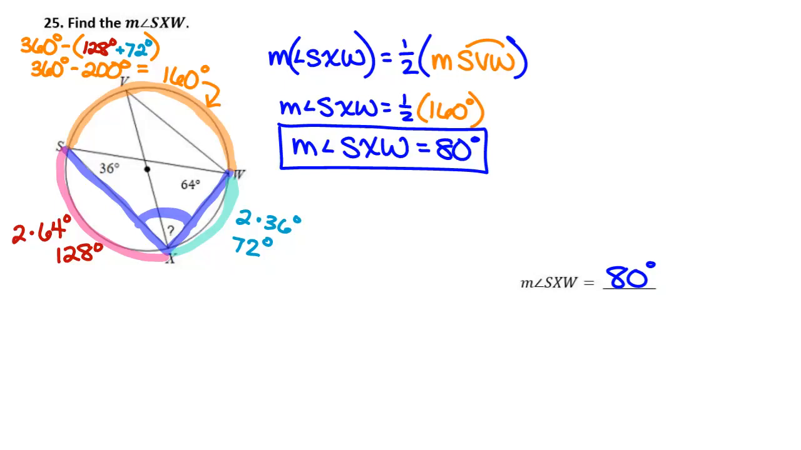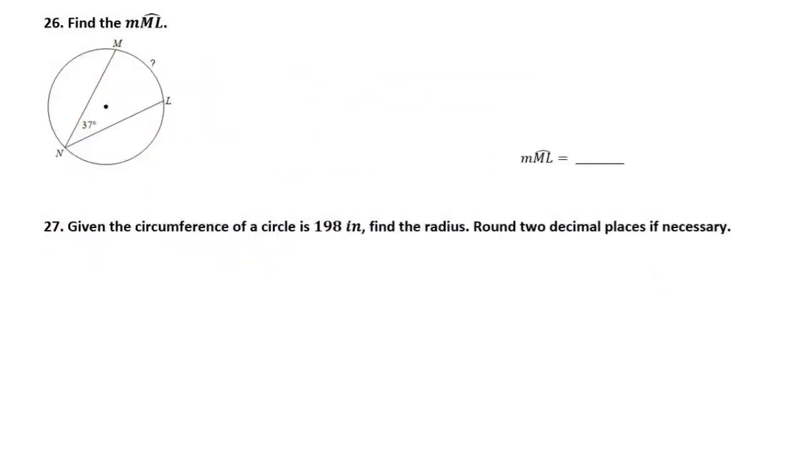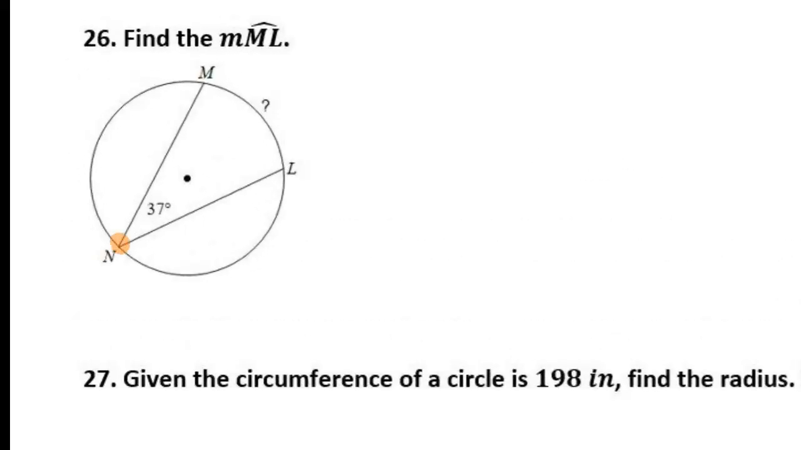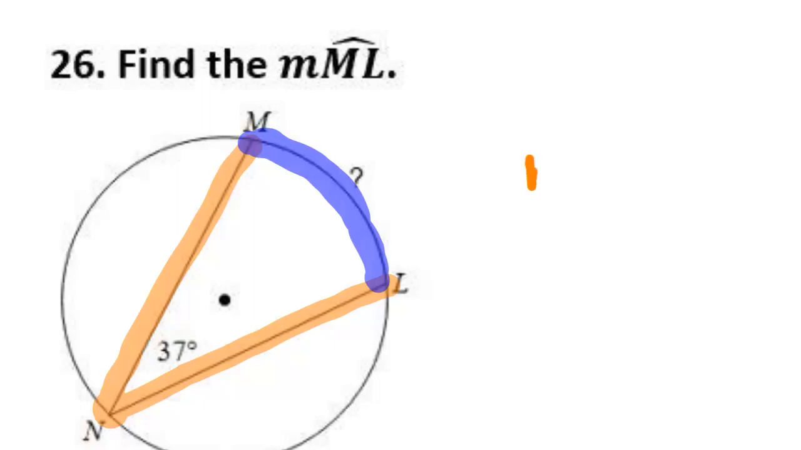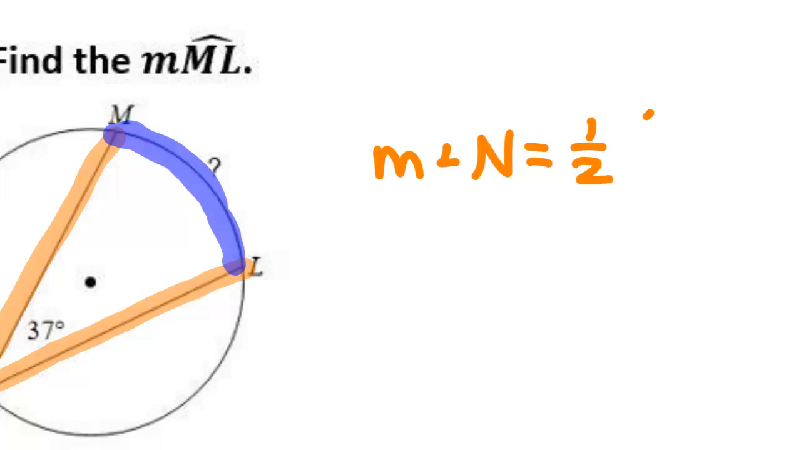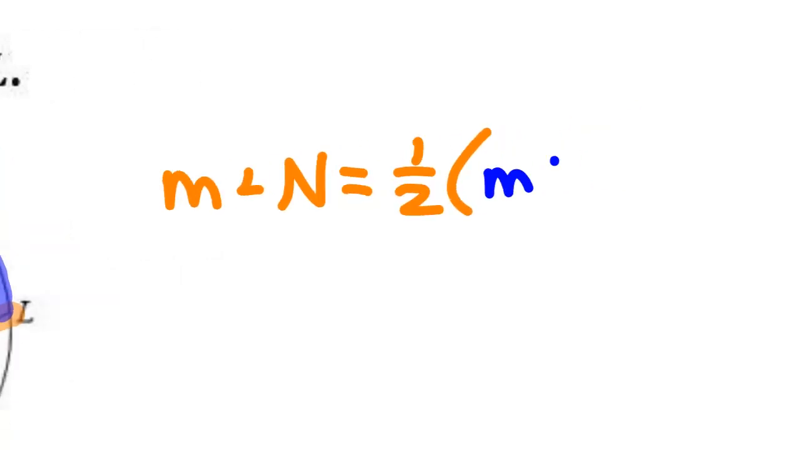What kind of an angle is angle N? It's got its vertex right on the circle. What do we call that kind of an angle? An inscribed angle. The inscribed angle is half as big as the arc that it intercepts. Angle N is intercepting this arc right here where my question mark is. So the measurement of angle N is equal to 1/2 the measurement of arc ML.